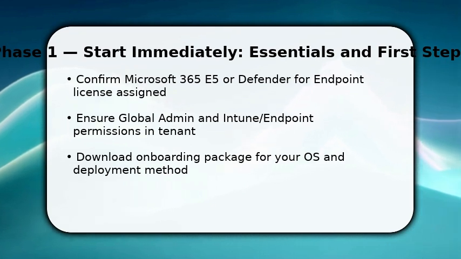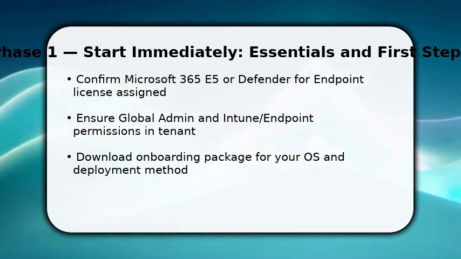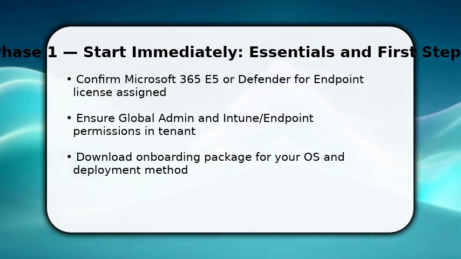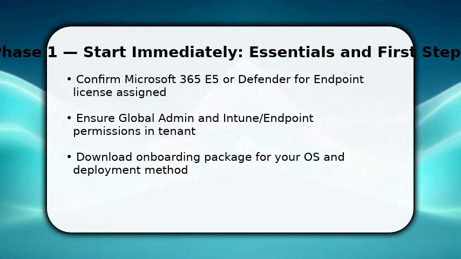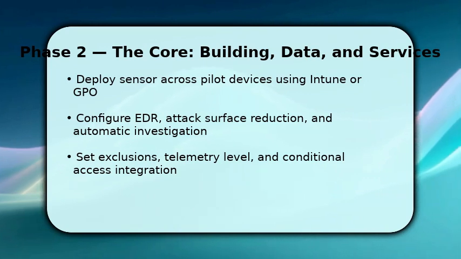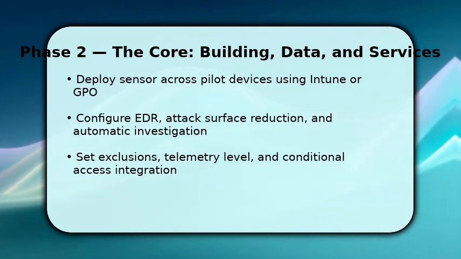Then, prepare deployment. Choose group policy, Intune, or local script, and verify network connectivity to Microsoft endpoints so sensors can communicate after installation. You now deploy sensors to a pilot group and monitor telemetry to validate stability. Start small to limit blast radius.